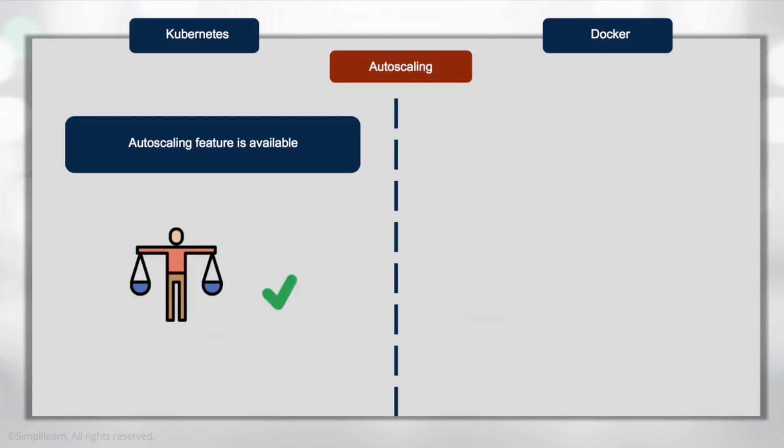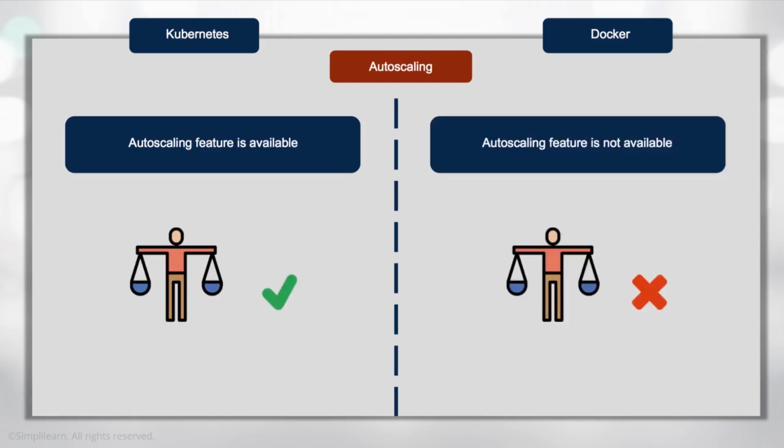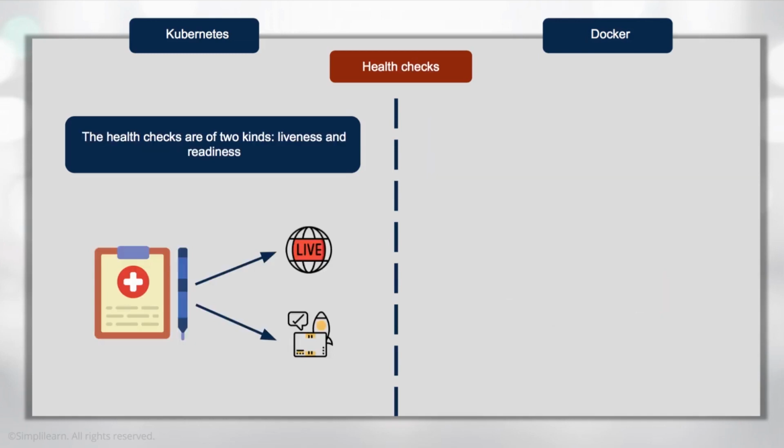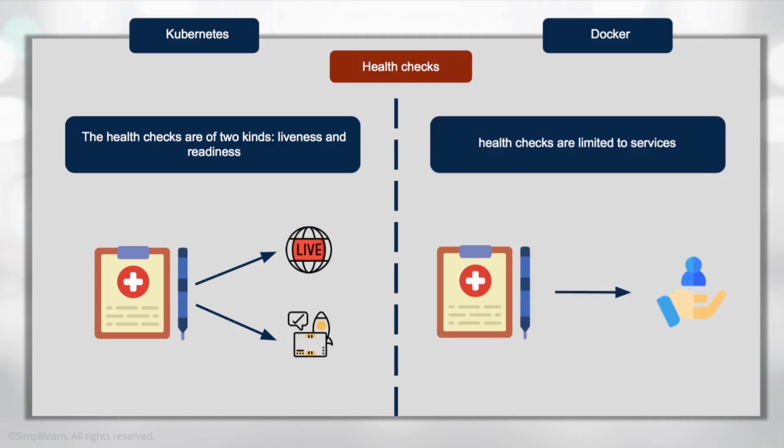Kubernetes is by default an auto-scaling solution. It has it turned on and is always available, whereas Docker does not. And that's not surprising, because Docker is a tool for building out solutions, whereas Kubernetes is about managing your infrastructure. Kubernetes is going to run health checks on the liveness and readiness of your entire environment. So not just one container, but tens of thousands of containers. Whereas Docker is going to limit the health check to the services that it's managing within its own containers.